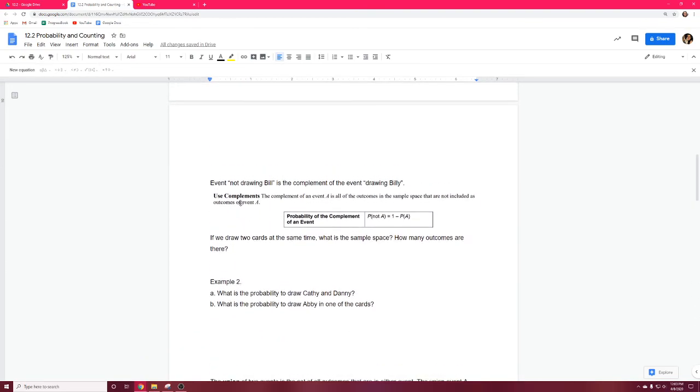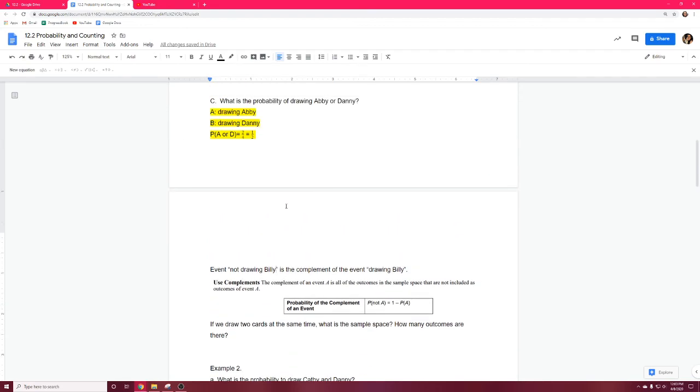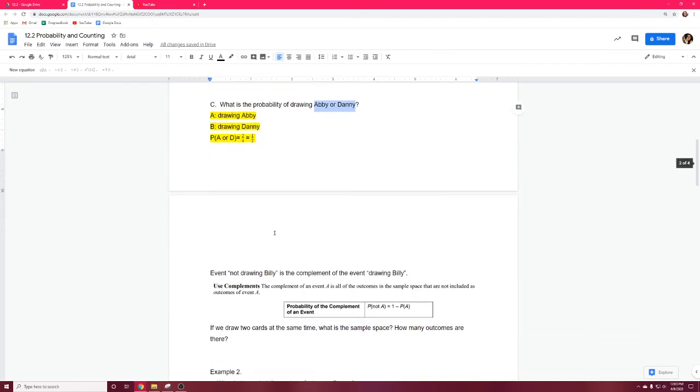Okay, all right. So another thing I want to mention is this definition. What is complement? The event not joining Billy is a complement of the event joining Billy. So basically, if you put a not in front of something, that's a complement event. So for example, over here we have join Danny, you can do not join Danny, and you have join Abby or Danny, you can say not join Abby nor not join Danny.